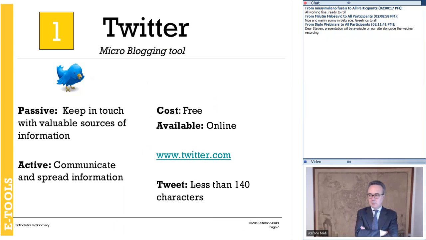Now it's very common. And why do I say a passive use of Twitter? A passive use could be that you just look at the tweets that are being sent around, so that you can keep in touch with some sources of information. It can be news, ministers, other people studying a certain country, it doesn't matter. You choose who you are following, and you just look at what they are tweeting. Very interesting information sometimes. If you feel more at ease, you can be active there, and you can communicate and spread information on Twitter. Twitter is free, and it's available online.